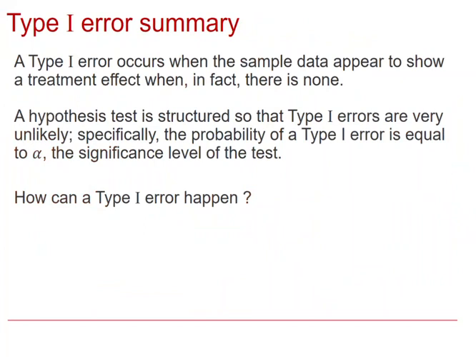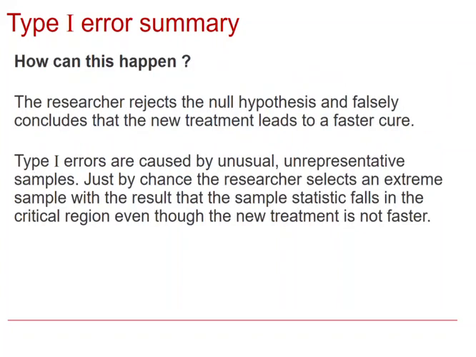So how can a type 1 error occur? A hypothesis test has the probability of a type 1 error built into it because the probability of a type 1 error is equal to the significance level of a test. So how does that type 1 error happen? Well, type 1 errors will generally happen because an unusual or an unrepresentative sample will have been obtained for testing. So by chance a freak sample is obtained and the sample statistic falls in the critical region, so we reject the null hypothesis even though the new treatment isn't faster.